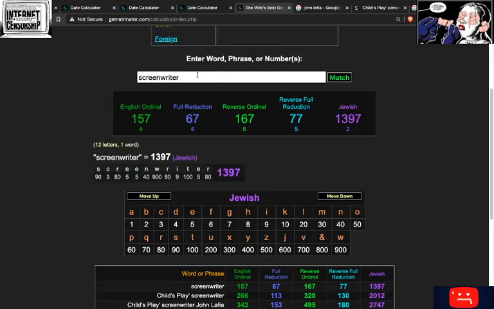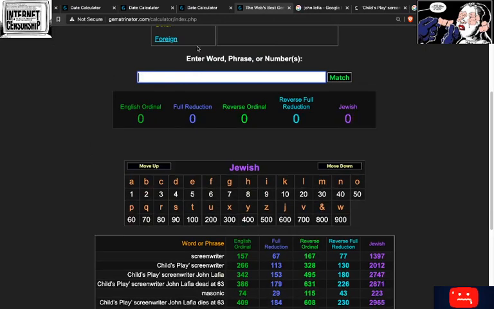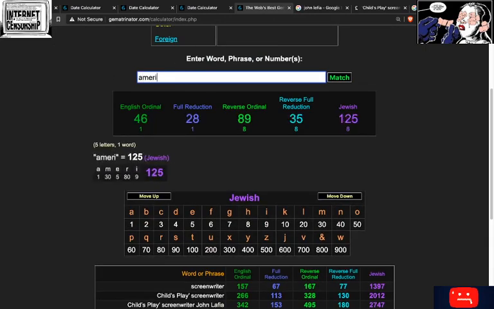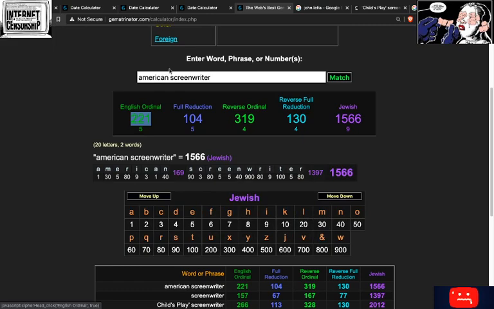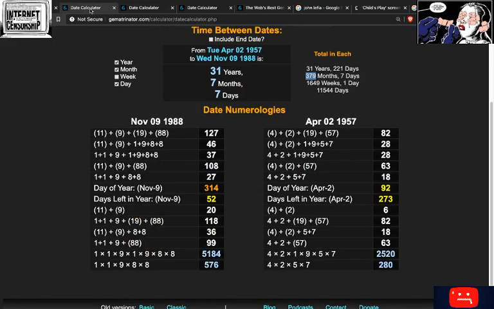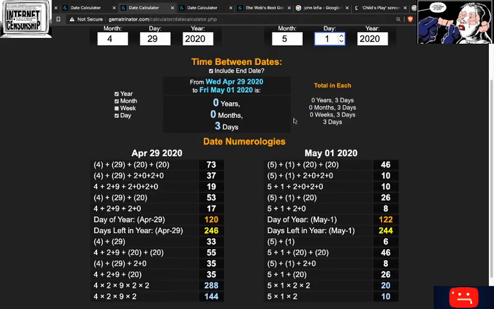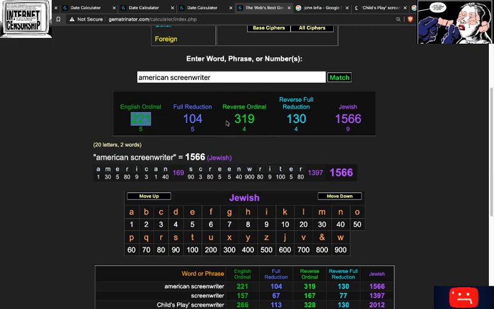Burnt, dude. All right, so that's just crazy, dude. Maybe if we put American screenwriter, it might equal something. There's the 122 again, right? He could have been killed the 28th, and they reported it the first, 122. Again, there's no real way to really know. 43 is the 14th prime.